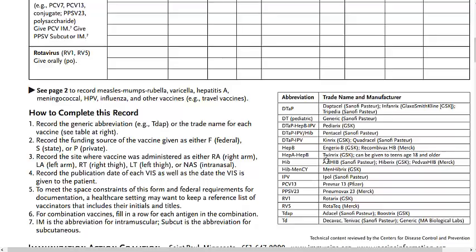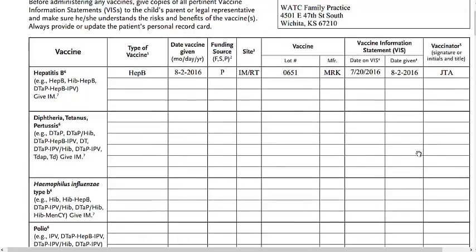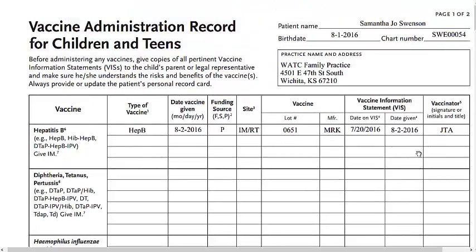So if we come down here to hepatitis B, we must have given the recombinant vax HB because we have it listed as Merck. So let's go back up here. And so we can see that the patient came in and they got their hepatitis B shot on the 2nd of August, and they're back in to get some more immunizations.